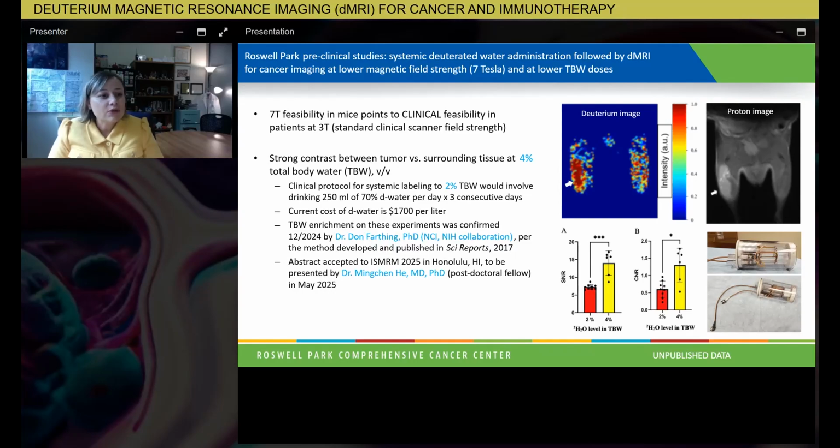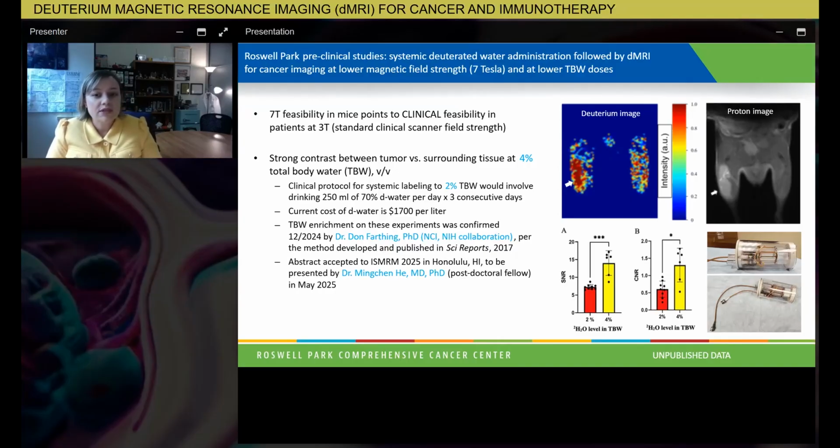Furthermore, in clinic, we use 3 Tesla. So in every kind of academic center, if you have an MRI, it's probably going to be a 3 Tesla or a 1.5, but 3 Tesla is very common. So what we needed to do was ensure that this method could be deployed in patients at 3 Tesla. And then I had to test this in mice at 7 Tesla, which represents what we might be able to see at lower field strength deployed in people.